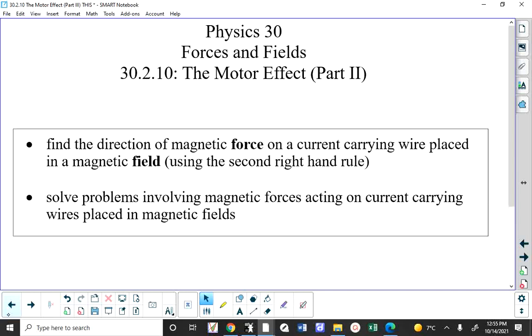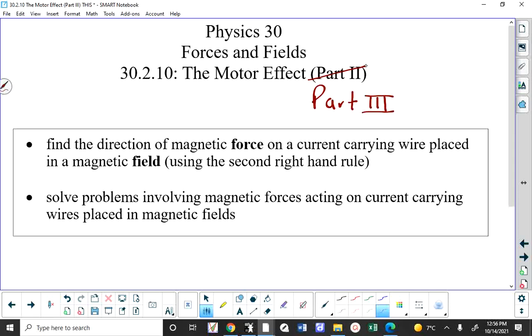So this is 30.2.10. This should say part 3 in your handout, right? This is actually part 3. The first part we looked at using the formula Fm equals QVB. The second part we looked at what that did to objects' paths, and it caused them to move in a circular orbit. And the third part is going to deal not with a single moving charge, but instead with the magnetic force on a wire.